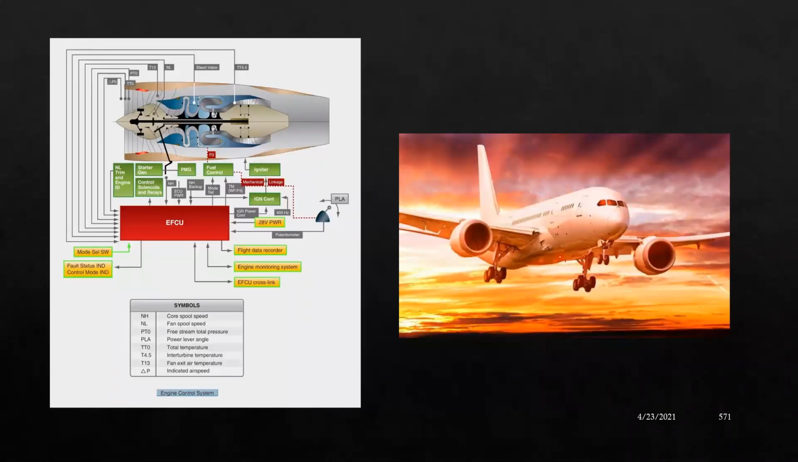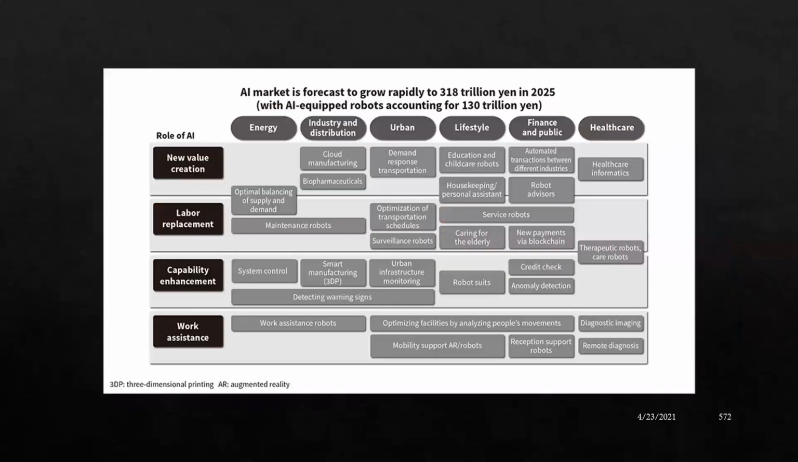And therefore, with computer sensors, like in big airplanes, we can sense temperatures and pressures and adjust through pneumatics and electronic control systems and things like that. So again, artificial intelligence and induction are impacting all areas nowadays. I talked about the impact on the market and the technology. Now these markets are everywhere: we have the energy market, the industry distribution market, the urban market, the lifestyle market, the finance and public market, and the healthcare market.